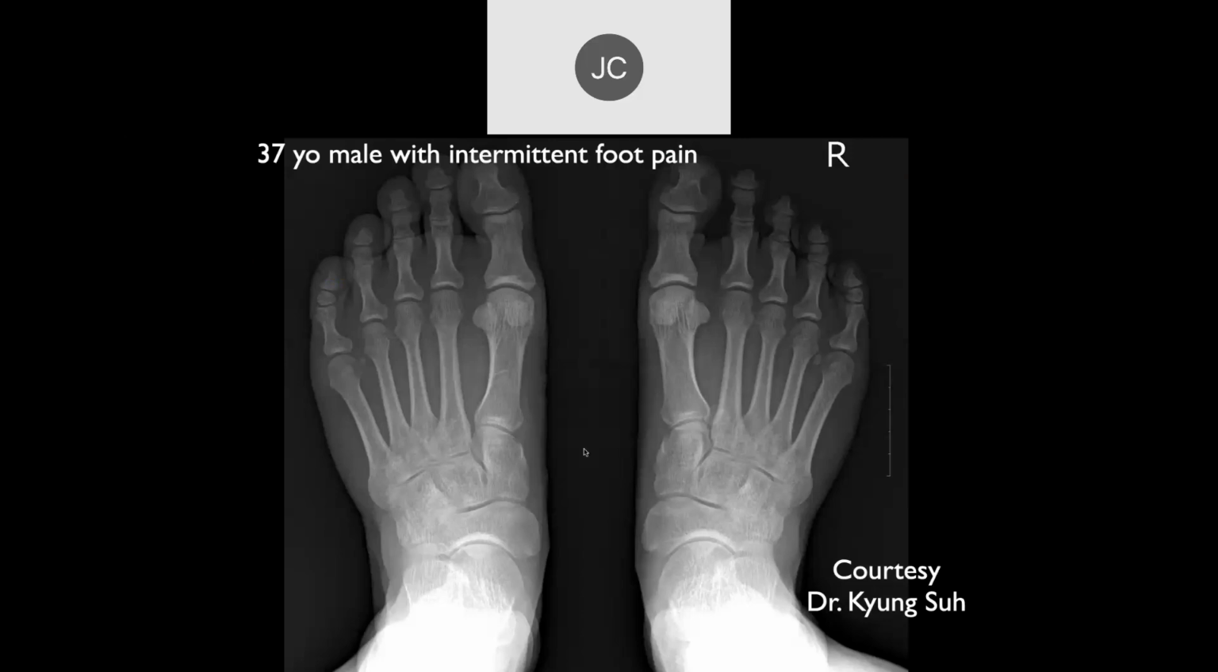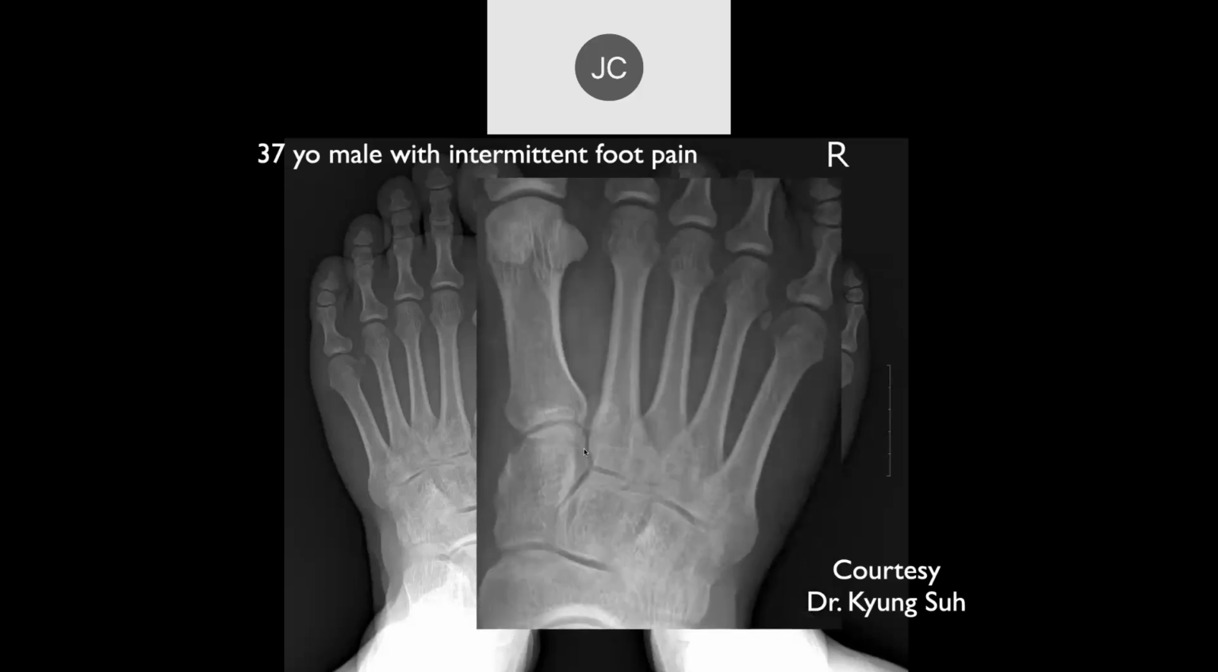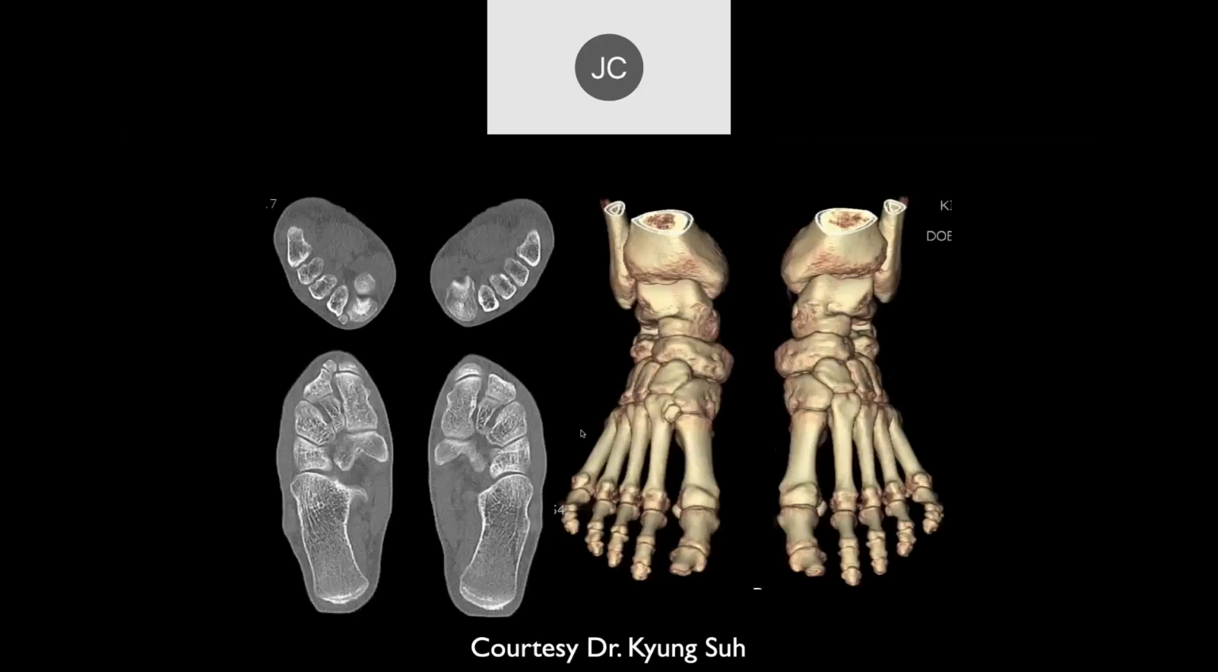Okay, 37-year-old male, intermittent foot pain. Do we know which foot? Look at that history. Are we looking kind of in the region of the base of the second metatarsal? How about a CT scan? Yeah, there's an ossicle there on top of the second metatarsal base.